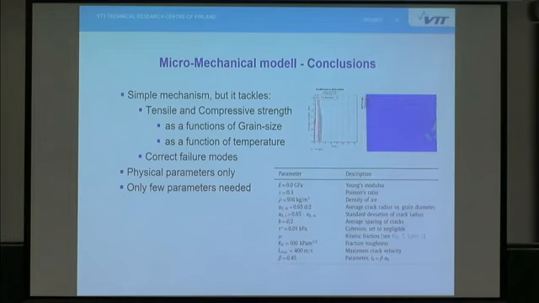So as a conclusion about the micromechanical model, this is a simple mechanism, but it catches quite well the grain size effect and temperature effect on the strength, and also the correct failure mode. And what is positive is that we don't need many material parameters, and all the material parameters have some physical meaning. So there is average crack radius, standard deviation, spacing of cracks, K1C, friction. Everything which you can understand.